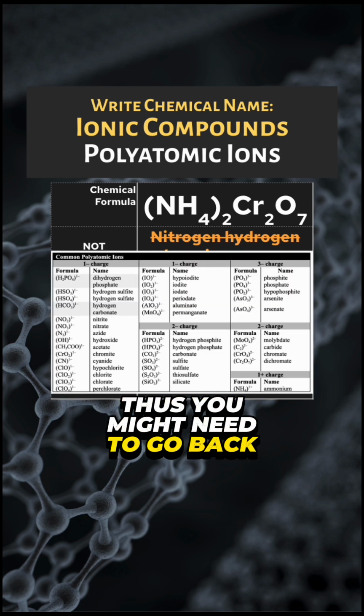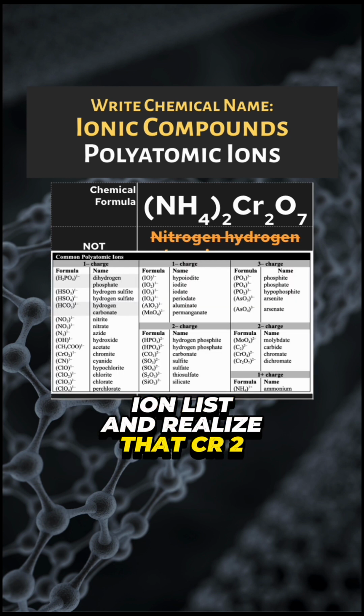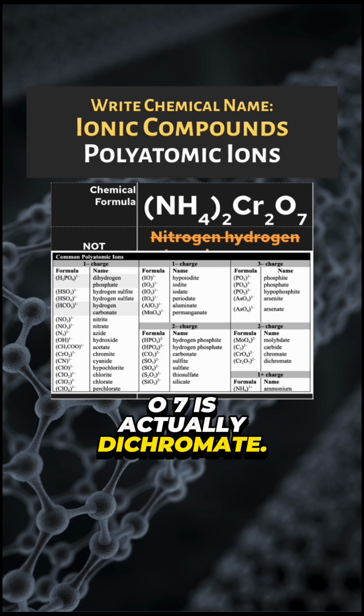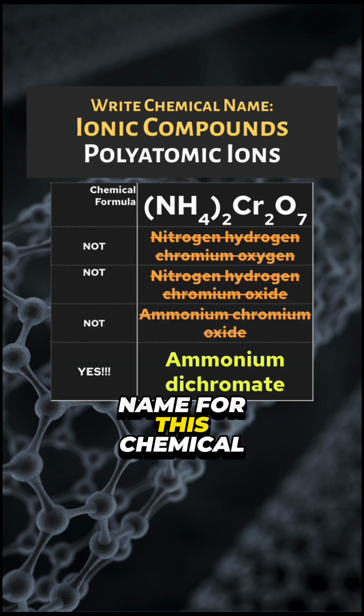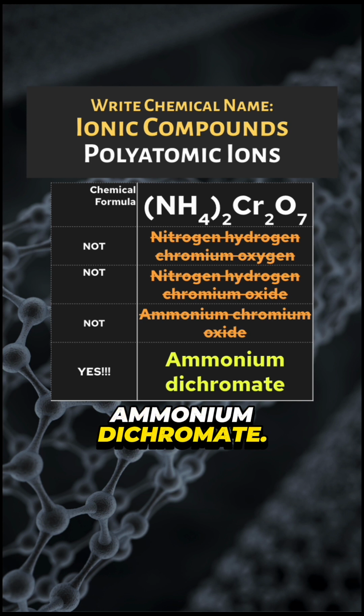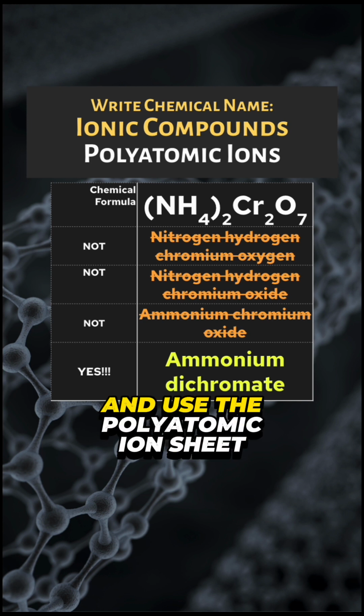Thus, you might need to go back to your polyatomic ion list and realize that Cr2O7 is actually dichromate. So the chemical name for this chemical formula is actually ammonium dichromate. Get your life together and use the polyatomic ion sheet of your choice.